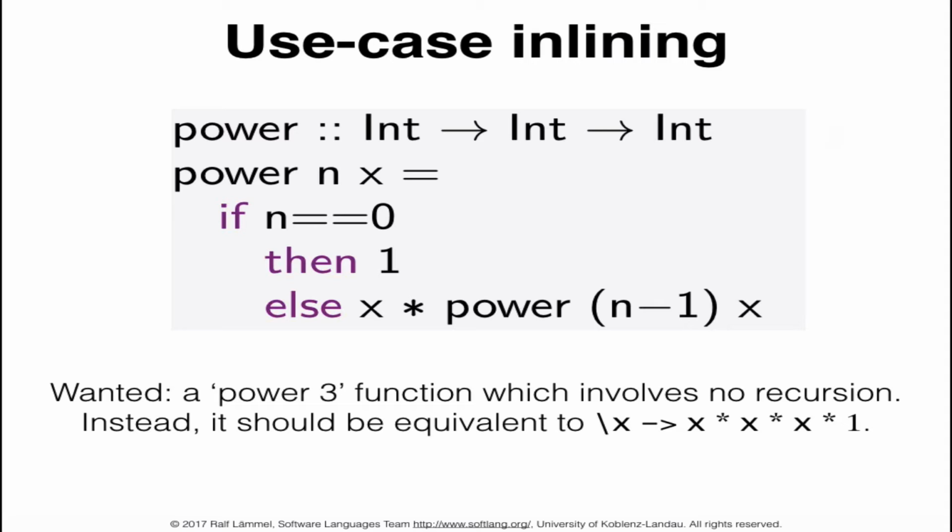So we have a power function, and we imagine that if we were able to fix the exponent of the power function, then we want to get code at compile time which does not involve recursion anymore, but rather is specialized in a way that it looks like this. And this is what Template Haskell is obviously good for.